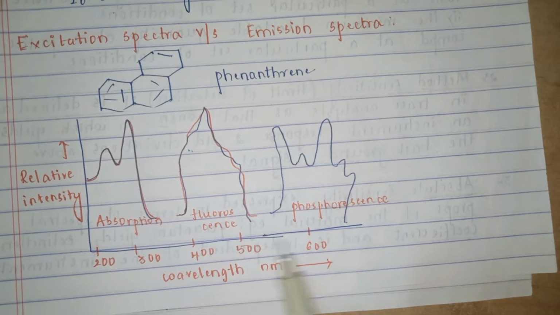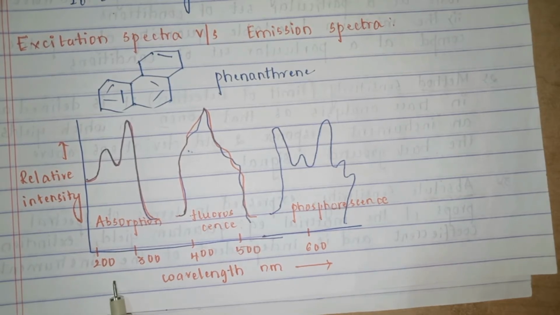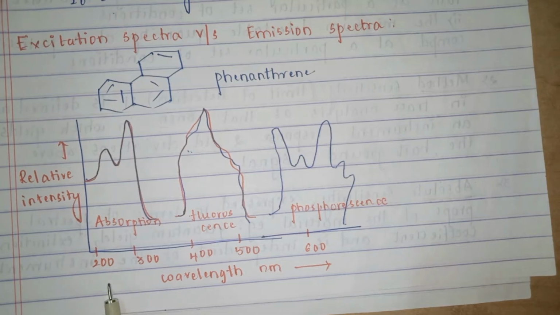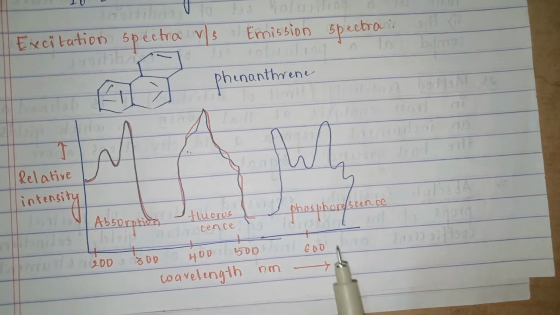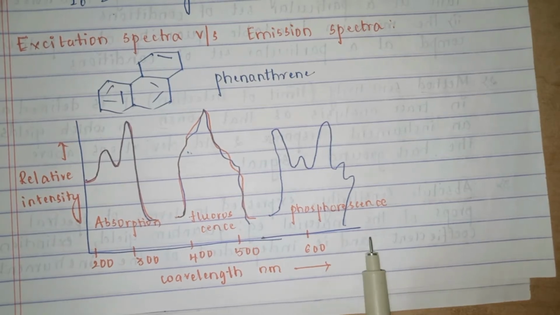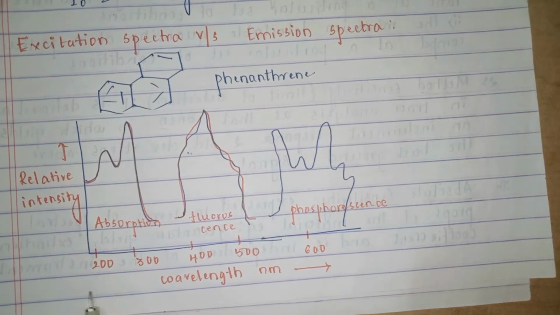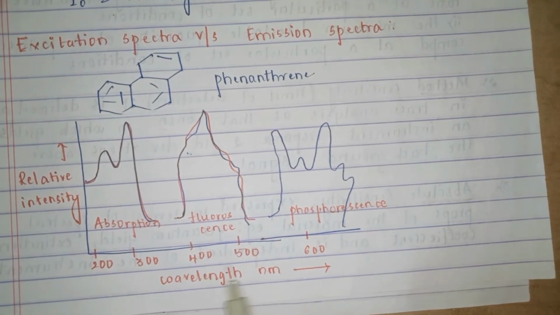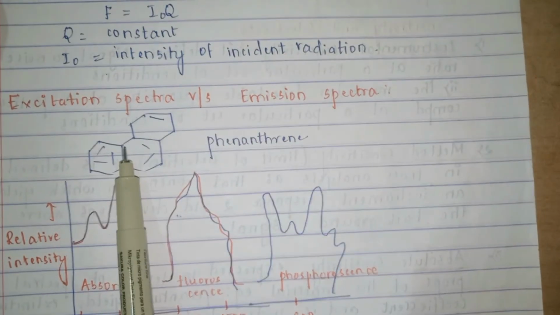So fluorescence spectroscopy and phosphorescence spectroscopy always occur at a higher wavelength compared to absorption spectroscopy. It also means that, comparing absorption with emission, the emission spectra will always have a higher wavelength. If there is a higher wavelength, that means it is going to have a lower energy. In turn, the excitation spectrum is at a lower wavelength, whereas the emission spectrum is at a higher wavelength. This is the meaning of excitation spectra versus emission spectra.